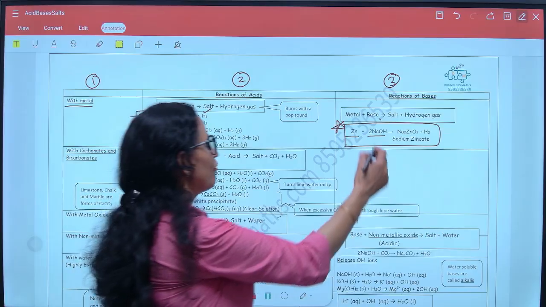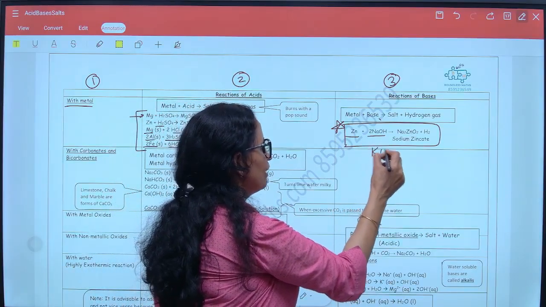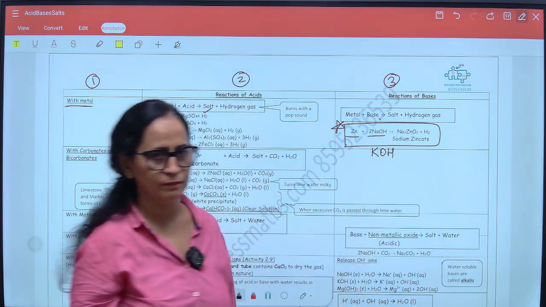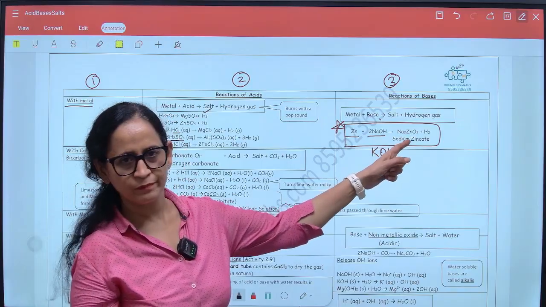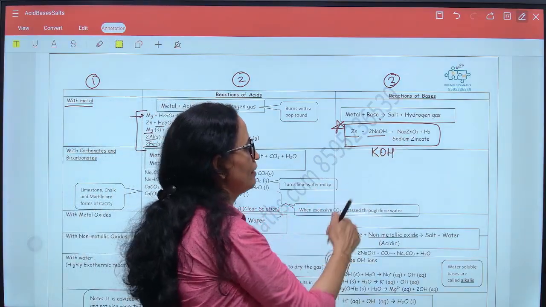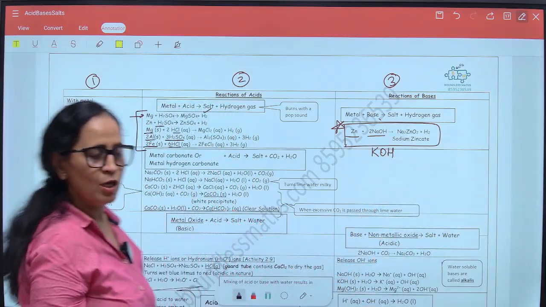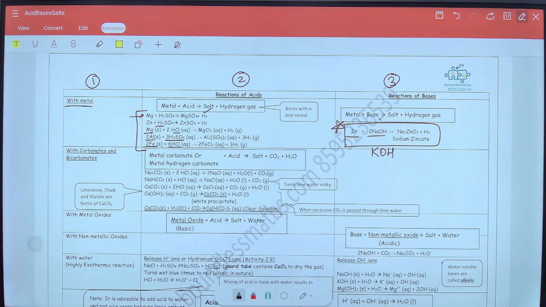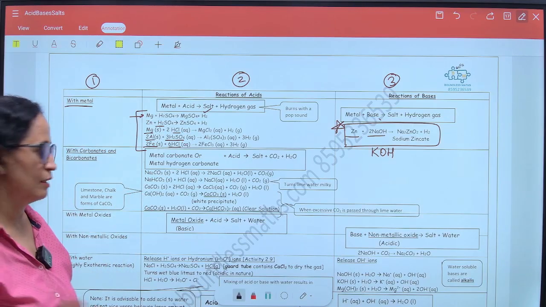Now in place of NaOH, if KOH is given to you in the question, what will be formed? Potassium zincate. So it is K2ZnO2. So similarly, you can create your own formulas also. You can write the reactions if you understand the basic structure of what is going to get created.